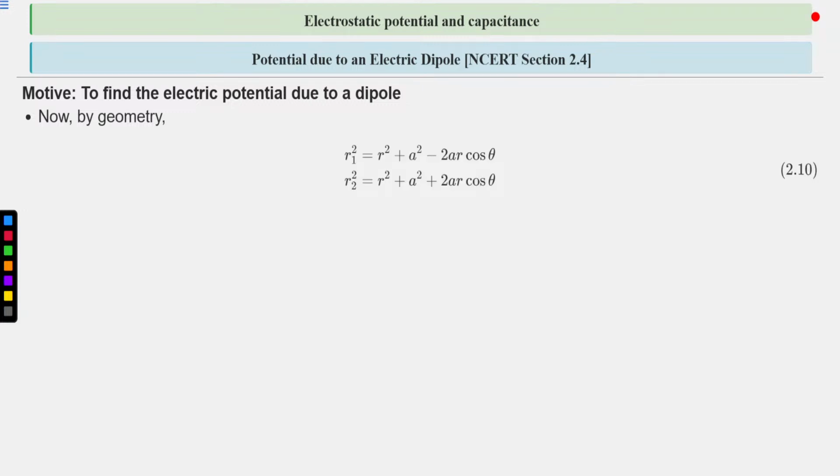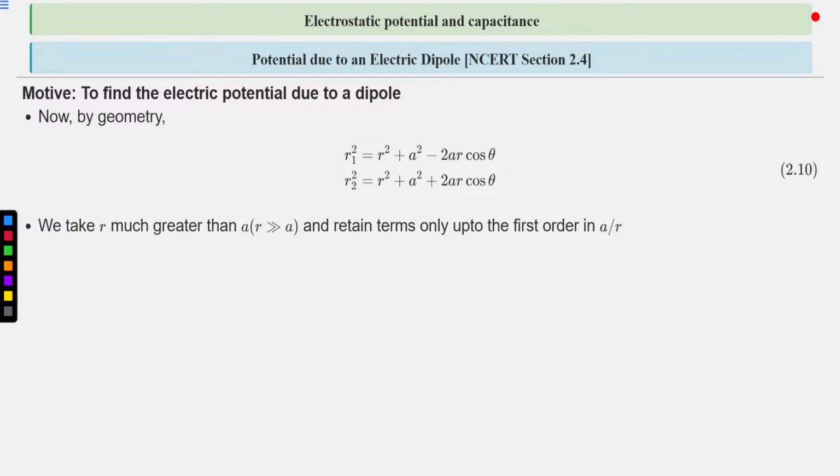By geometry, this R1 square results in R square plus a square minus 2aR cos theta, and this R2 square results in R square plus a square plus 2aR cos theta. You can do it later by solving it using the geometry of this diagram.